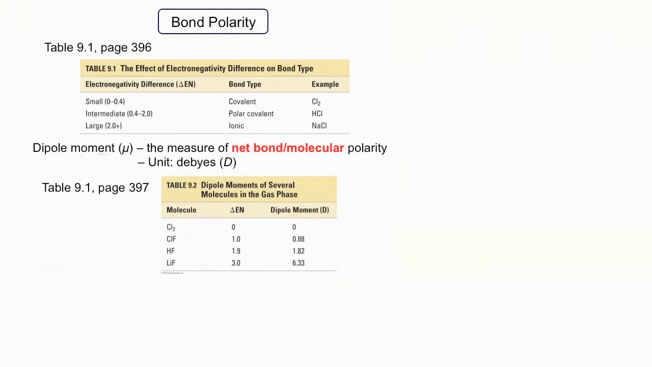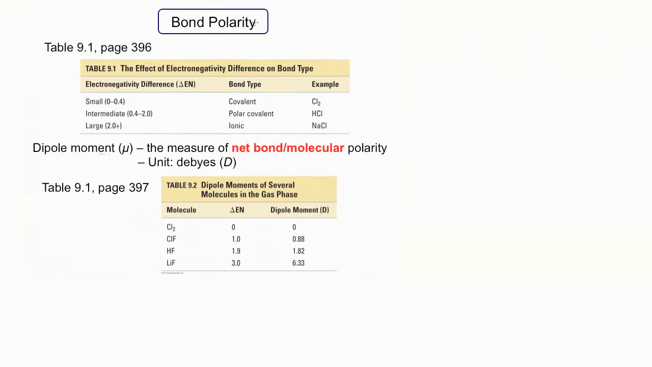Alright folks, in this video we're going to review three important topics we learned in College Chemistry 1. The first one is bond polarity, the second one is Lewis structure, and the third one is molecular polarity. Let's see bond polarity first.